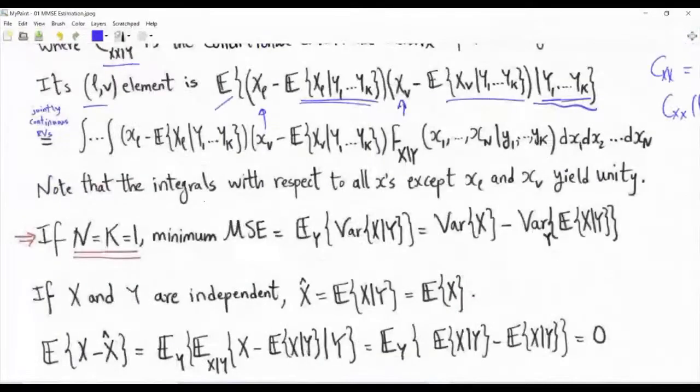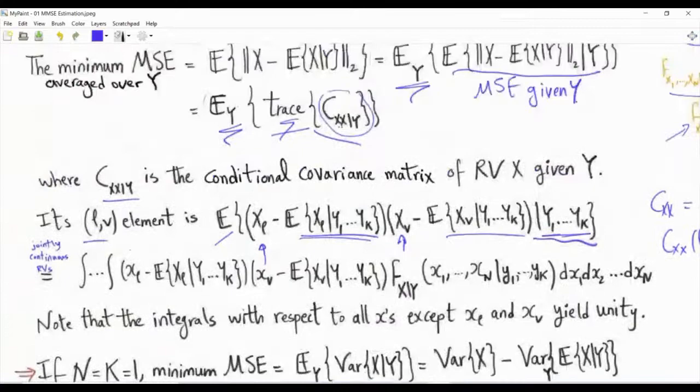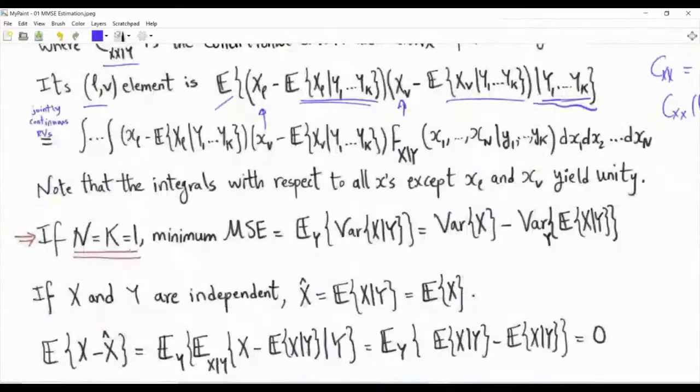Now let's look at the simple case. What if big N is equal to big K is equal to 1? So we have just one random variable big X and one random variable big Y. In that case, this minimum MSE averaged over Y will be given by the variance of X given Y, and then you average over Y. And then from the law of total variance, which we did in the previous lecture, this will be the variance of X minus the variance of Y of the expectation of X given Y.